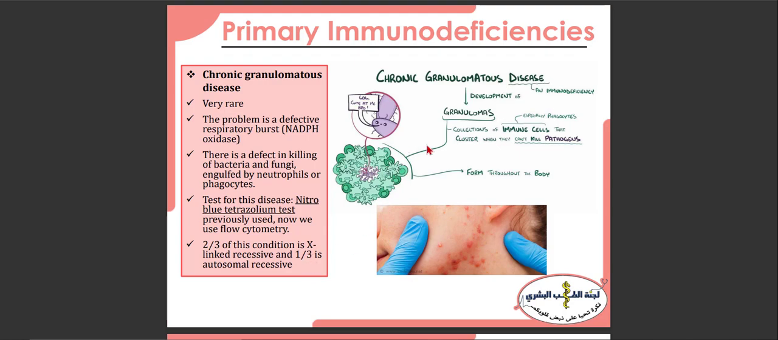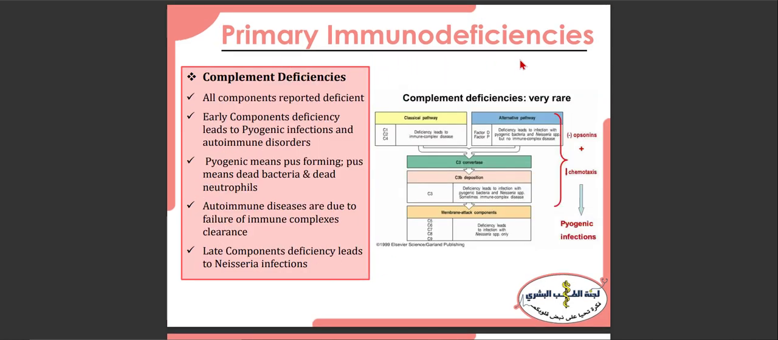Okay? Let's move on. The second entity of primary immunodeficiencies is the complement deficiencies. As you all know from your previous lectures that the complement system is composed of various proteins, being the 9 central components from C1 to C9, in addition to some regulators and inhibitors. Main topic today is that the complement system is of 2 pathways, the classical pathway and the alternative pathway. If the components of the classical pathway like C1, C2, C4 are deficient, it will lead to immune complex disease.